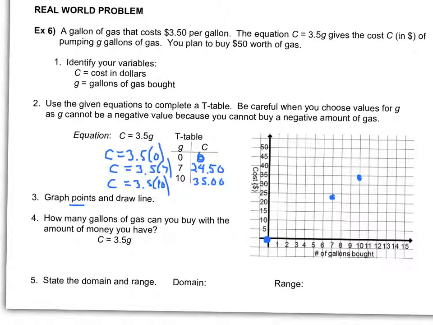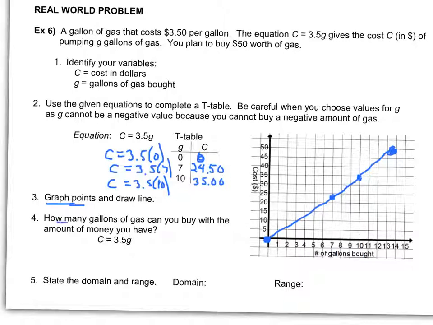Okay, so now we're going to draw a line. And remember that you're only going to go up to 50. So at 50, you're stopping. So you have a closed circle because you're not going to spend more than $50. Okay, all right, so that was number 3.